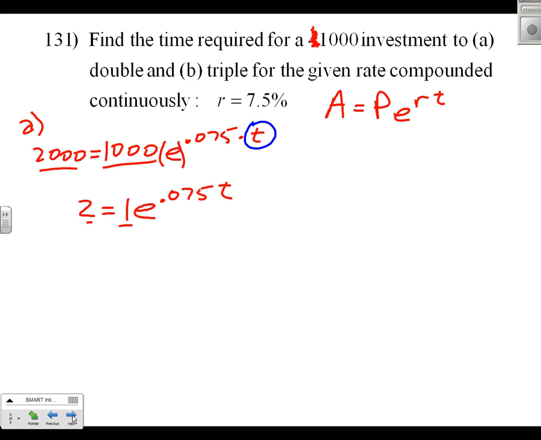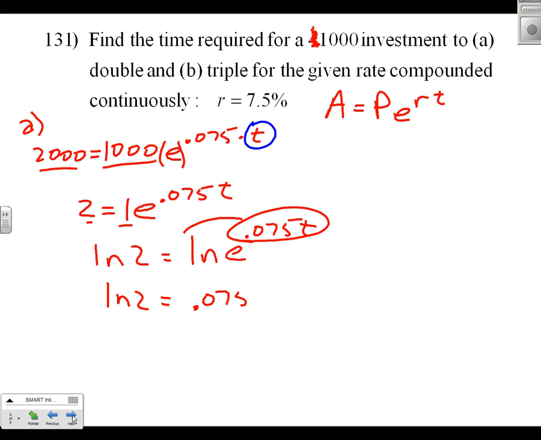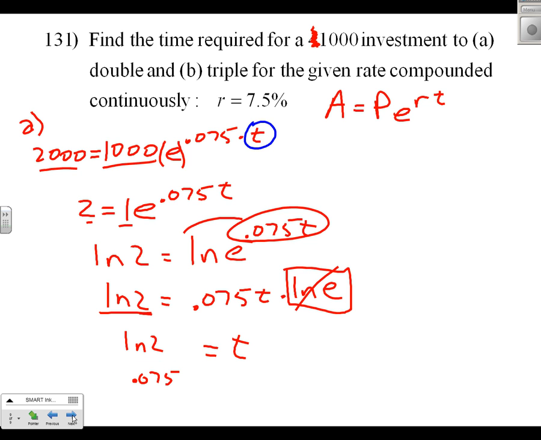So at this point, we should take the log of both sides to get the variable out of the exponent. I'm going to use ln, of course, because we are base e. And that frees me up to write ln 2 equals, pull this guy out in front, 0.075 t times ln e, but that is the exponent that turns e into e, 1. And I end up with t equals, I'm not dividing 2 by 0.075, I'm dividing all of it, ln 2 by 0.075. And that is the exact answer for doubling.